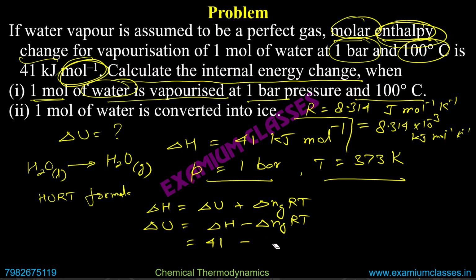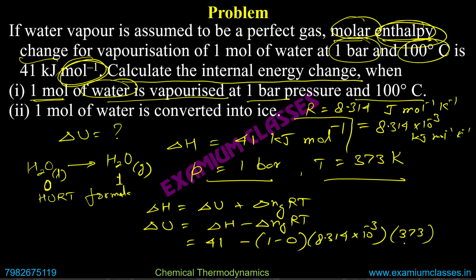And what is delta Ng? It is important to understand the value of delta Ng. In this case, delta Ng is gaseous moles of product minus gaseous moles of reactant. Here the gaseous moles of product is 1, because it is in gaseous form. You don't have any gaseous reactants, meaning 0 moles. So it will be 1 minus 0. Water is vaporized, final 1 mole gaseous, initial 0 moles gaseous. R is 8.314 into 10 to the power minus 3 kilojoules per mole per Kelvin, and temperature 373.